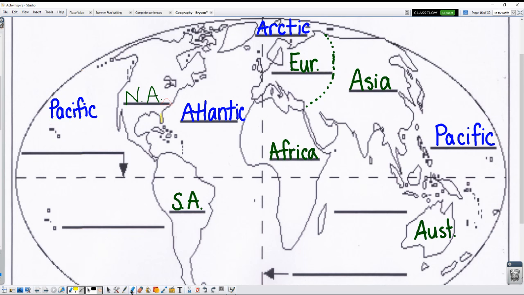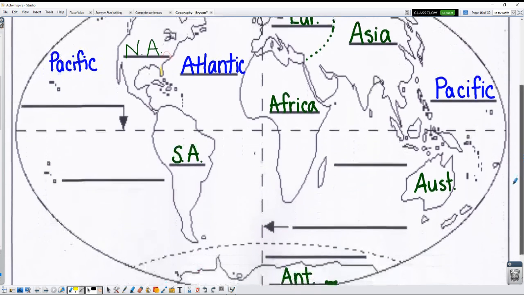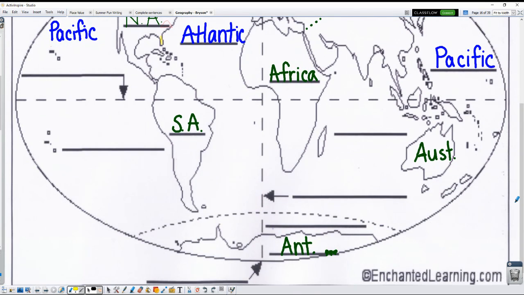Another one that's easy to remember is the very bottom. It's going to be the Southern Ocean. Now again, make sure you're on the right line here. Look where the dotted line goes around the South Pole here. So right above where we wrote ant for Antarctica, we're going to write Southern. It's the word south because it's in the south, with an ERN.